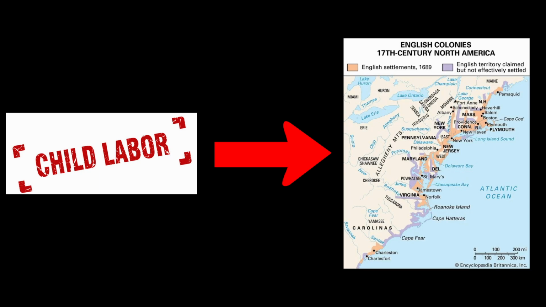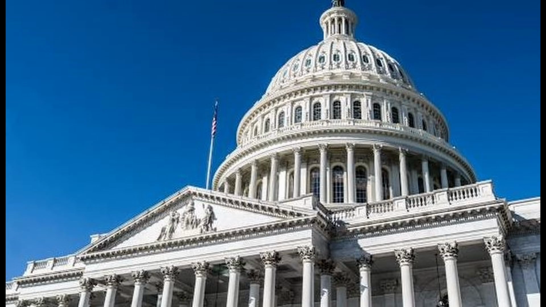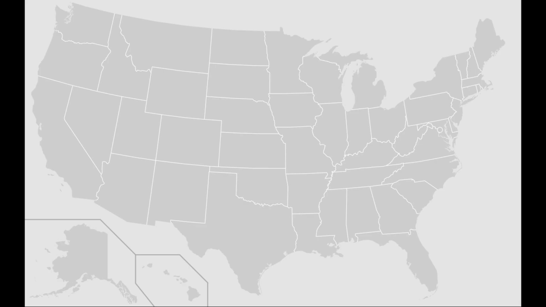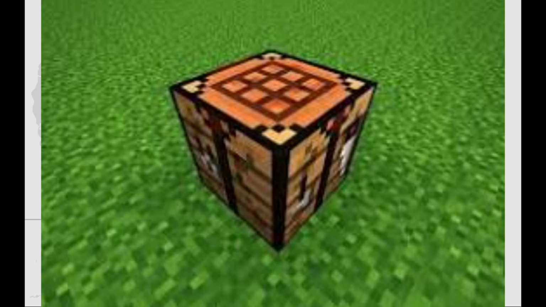The use of child labor can be dated all the way back to the colonial period, but had much more widespread use during the 19th century, during which the US was going through many industrial advancements. During this time, many children were employed in a variety of different professions, including coal mining, textile factories, and manufacturing.